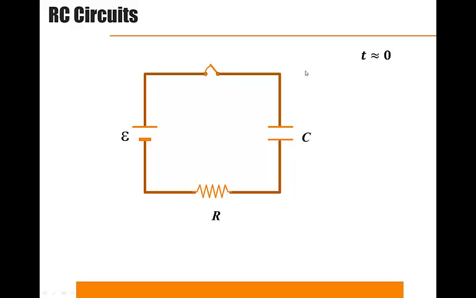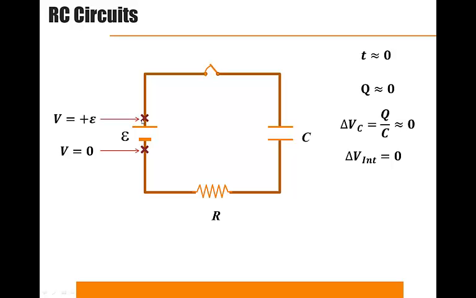Now what happens when you close the switch? Let's say just at the time you close the switch, the switch is already closed, but the charge of the capacitor is almost zero. If the charge in the capacitor is almost zero, that means the potential difference across the capacitor is almost zero. The potential difference across the switch is zero because it's now closed. So if this is reference zero, then this is positive epsilon because this is high potential. This is zero because it's directly connected, you see.